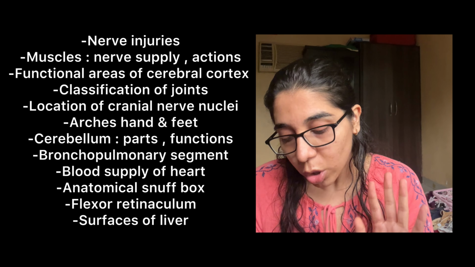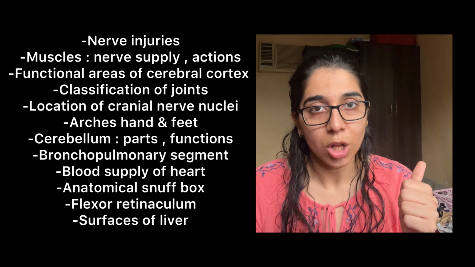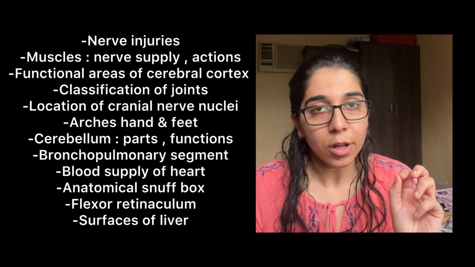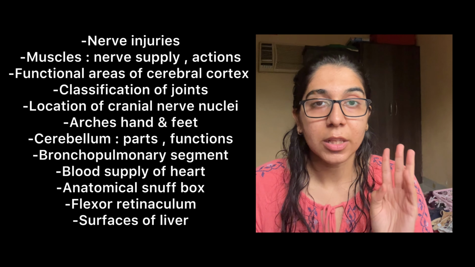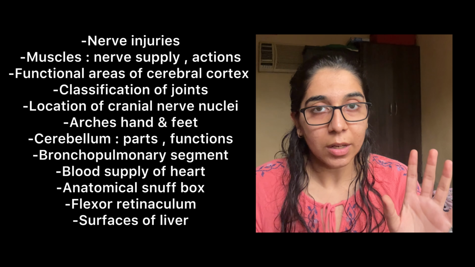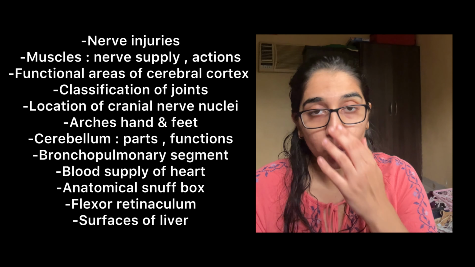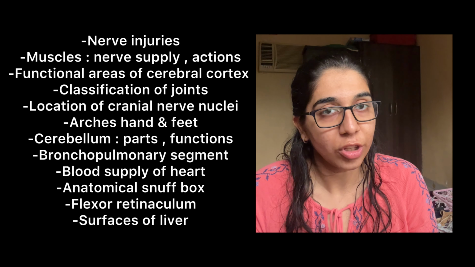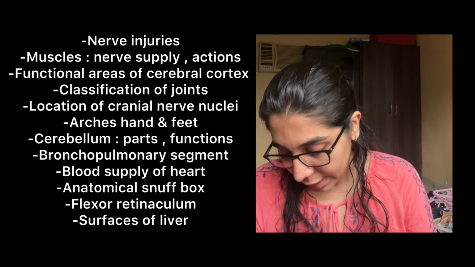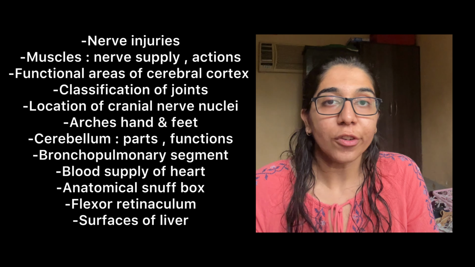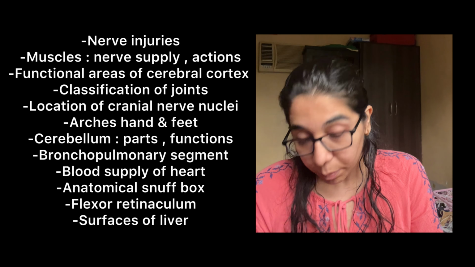So to summarize, what were the topics? Muscles and their nerve supply and their action. So in BD Chaurasia for upper limb, lower limb, then facial muscles and muscles of mastication, a table has been given, so you need to know those tables thoroughly. Next, you need to know about the nerve injuries. Different nerve injuries, again, as I said earlier, peripheral nerve injuries and brachial nerve injuries. Then about the functional areas of cerebral cortex. These are the topics which have been repeated frequently.